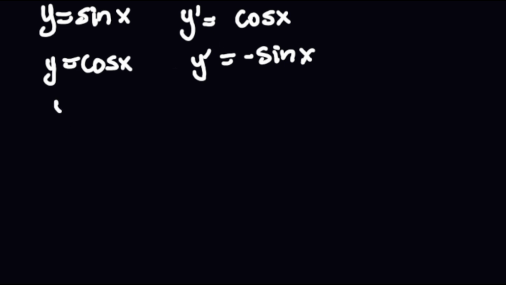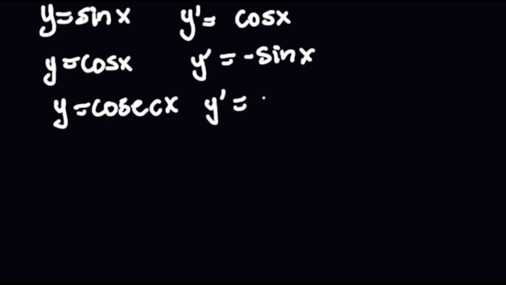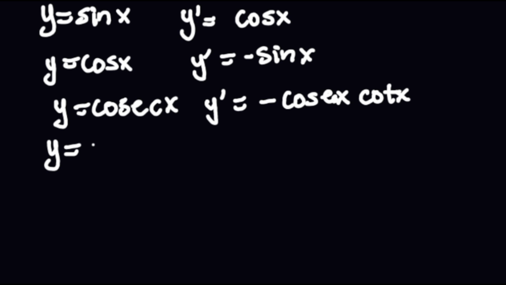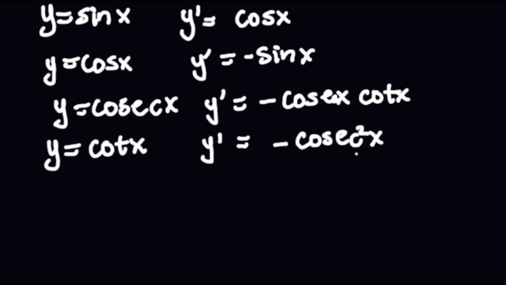Let's say you are given y equals cosec x, and you are asked to find dy/dx of cosec x. That's going to be y prime equals negative cosec x cot x. Now suppose we are given y equals cot x, and we are asked to find y prime, that is dy/dx of cot x. Whenever we differentiate cot x, we are going to have negative cosec squared x.